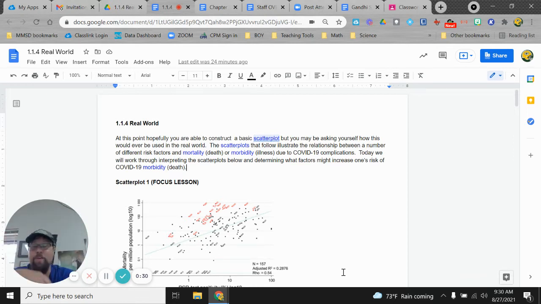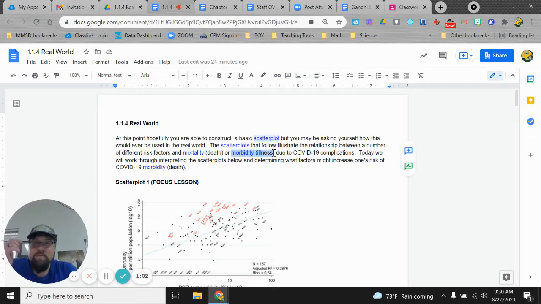All right, let's look at how we can use scatterplots. At this point, hopefully you can make one. Teacher's not going to ask you to make a scatterplot today. We're going to present you with some scatterplots that illustrate a relationship between a number of different risk factors for COVID-19 complications, whether that be mortality, which refers to death, or morbidity, which refers to illness. So maybe some vocabulary words you haven't heard before.